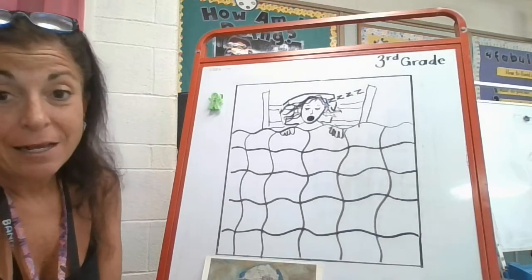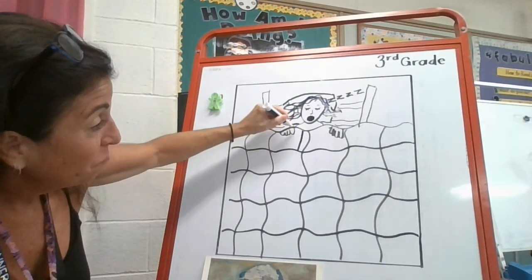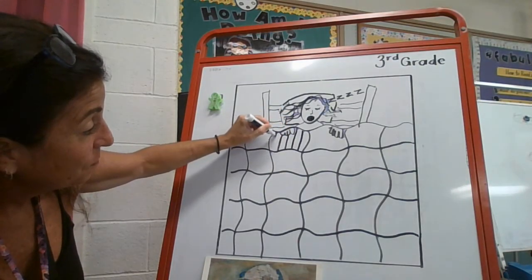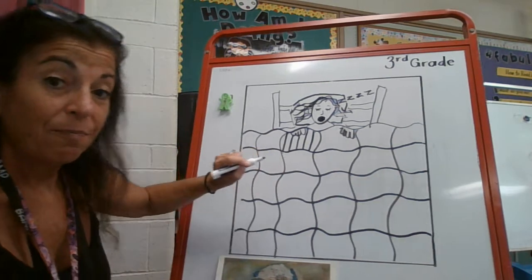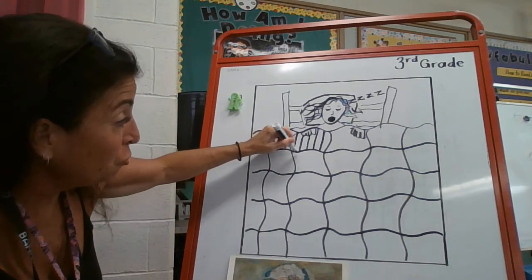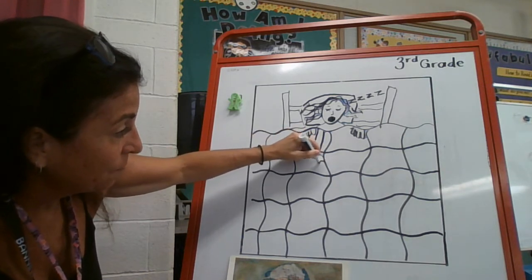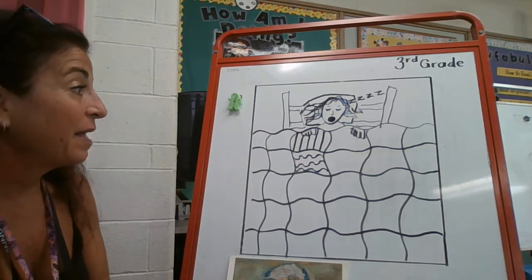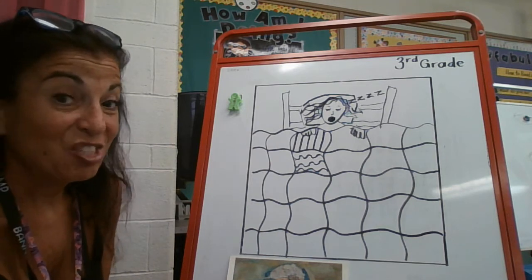So maybe in this one, I want to do just vertical lines. And in another square, I can choose to do some wavy lines. In another one, maybe I'm going to do a dashed line.